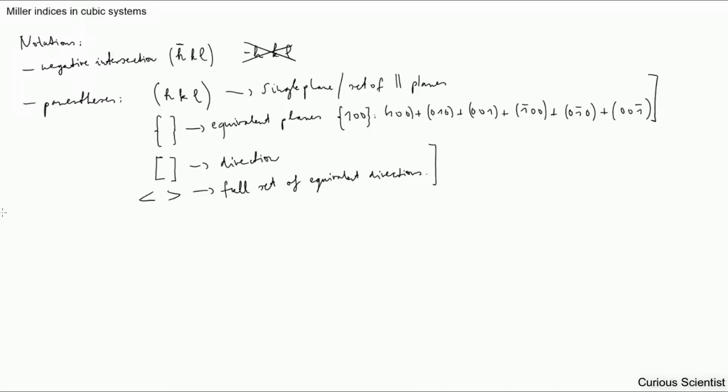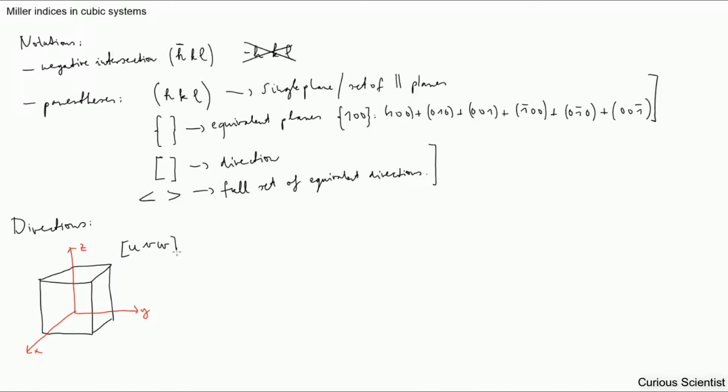And then let's talk about the directions a little bit. So we have our cube, just to draw a little bit again, and then let's put the coordinate system, x, y, z. So the directions are basically, the plane was HKL, and the direction is U, V, W.